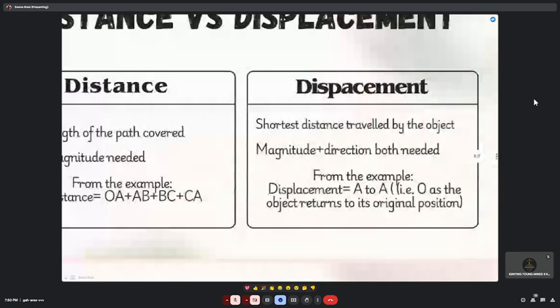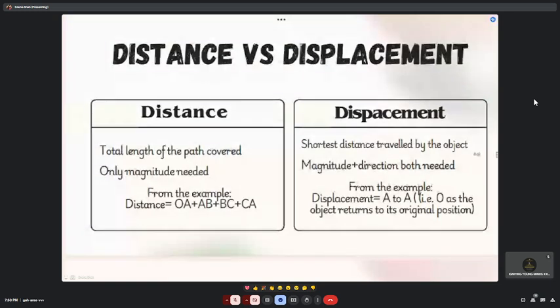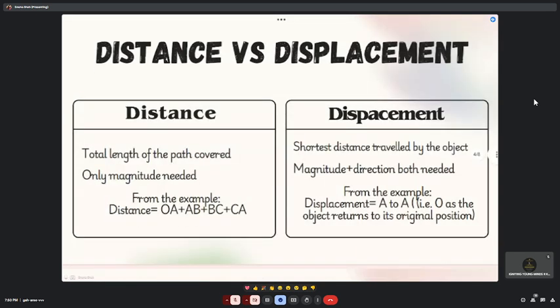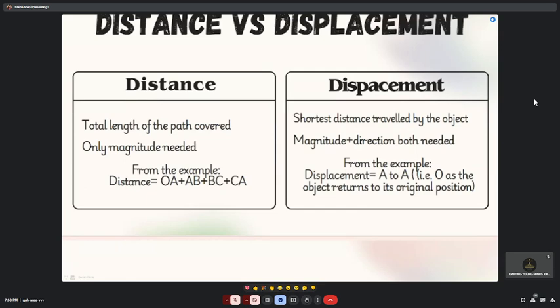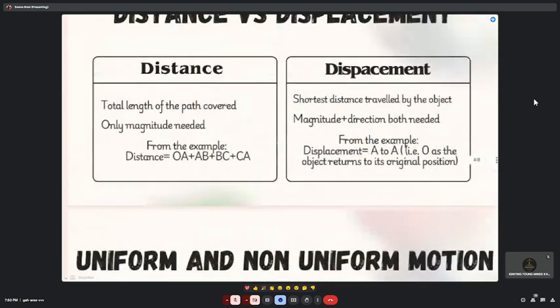All right, what do you think is the SI unit of distance and displacement? Ma'am, for both meter, ma'am. Meter. Meter is the SI unit for distance and displacement. Other units are obviously centimeters, kilometers, but the SI unit, that is the standard unit, is meters.